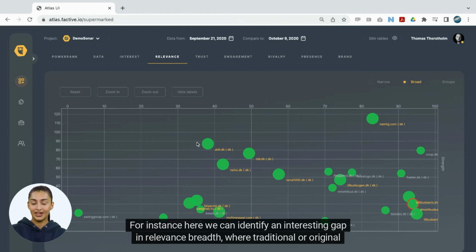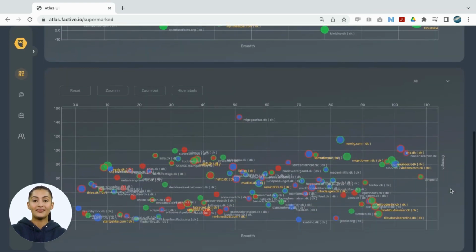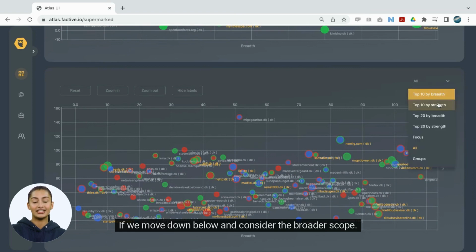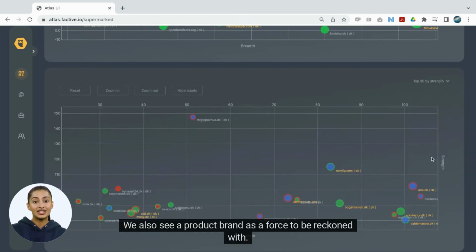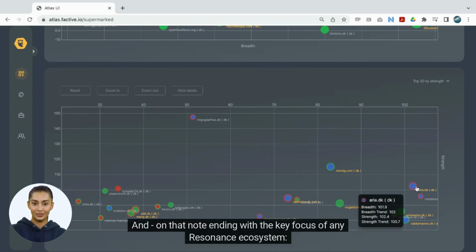For instance, here we can identify an interesting gap in relevance breadth, where traditional or original discounters experience a significant gap to the more conventional supermarkets. If we move down below and consider the broader scope, we also see a product brand as a force to be reckoned with. And, on that note, ending with the key focus of any resonance ecosystem.